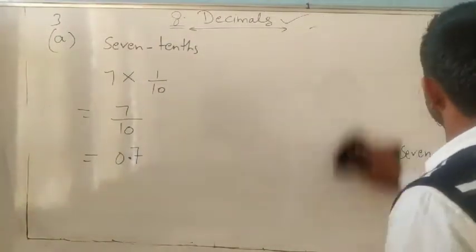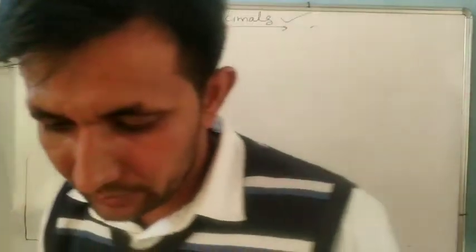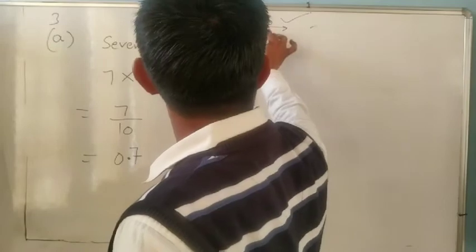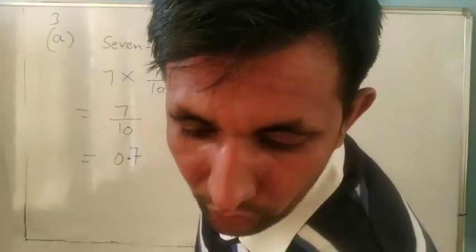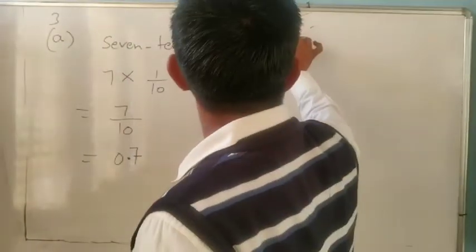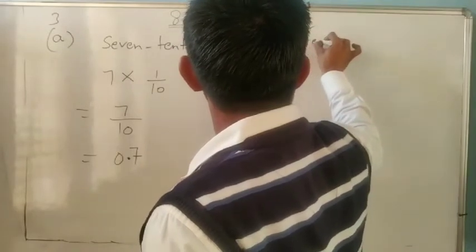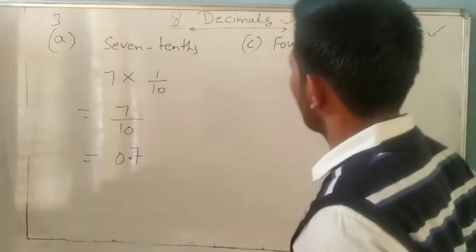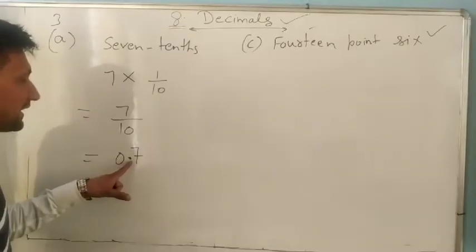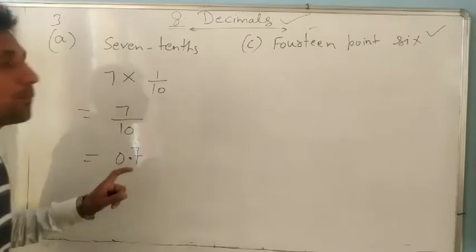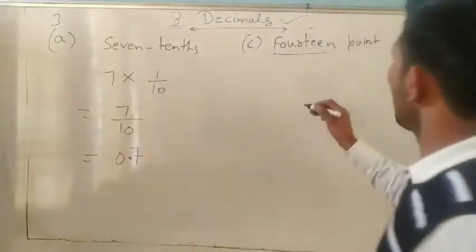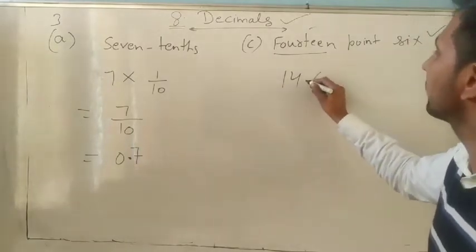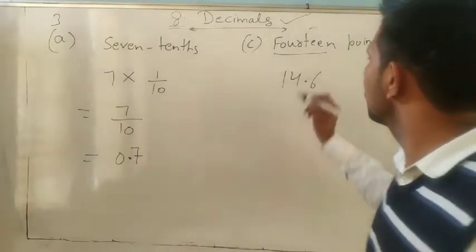Okay. Next is one more part. Suppose we write C part: 14.6. What I already told you: either you will say it's decimal or you will say it's point. So 14 point 6. Point means decimal, so 14.6 is your answer, point or decimal.